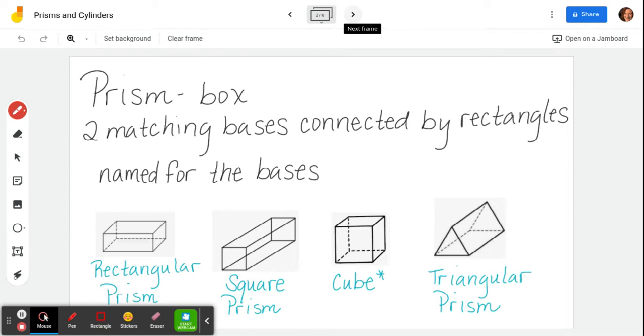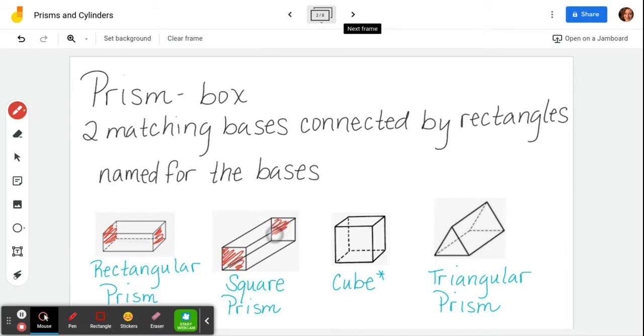Then those two bases are connected by rectangles. When you name a prism, you name it for the bases. So some common examples that you'll see: a rectangular prism, we have these two rectangular bases that are equal to each other, and then those are connected by four other rectangles. This one is technically still a rectangular prism, but more specifically, we're going to call it a square prism because the bases happen to have four equal sides.